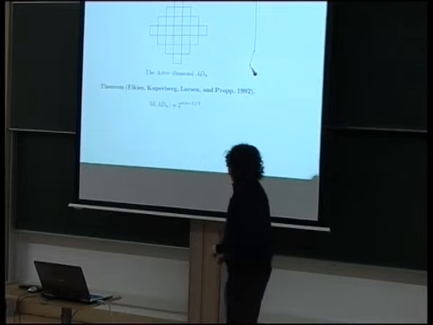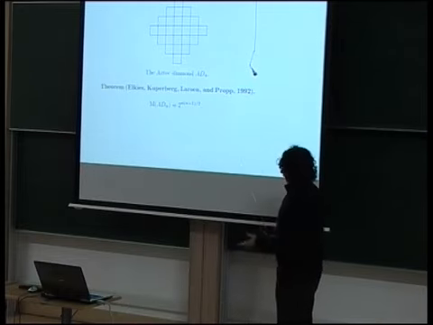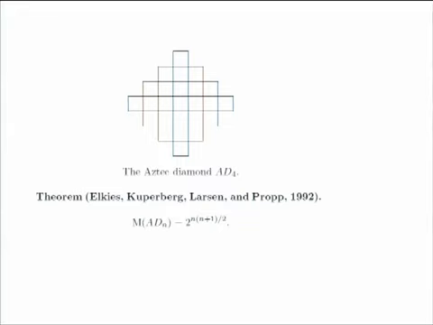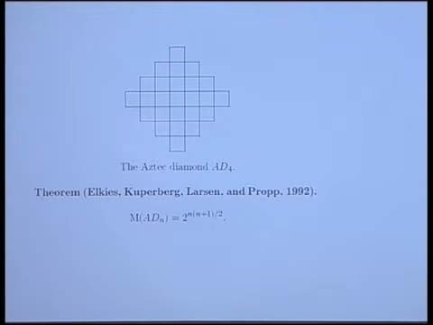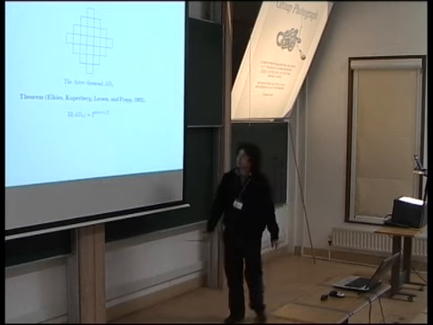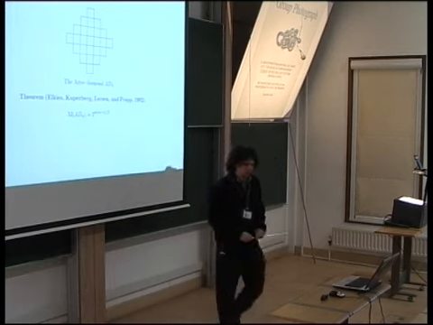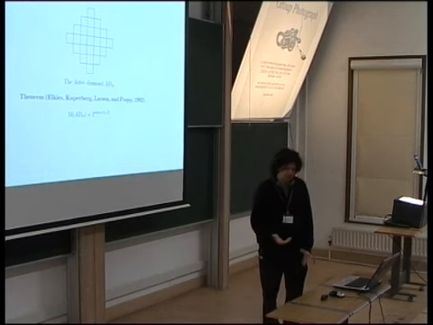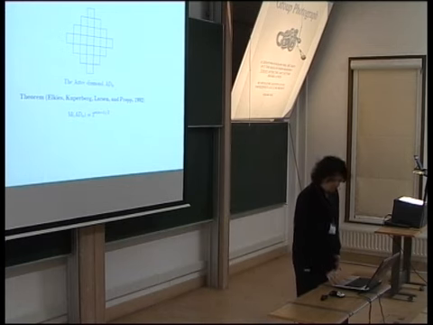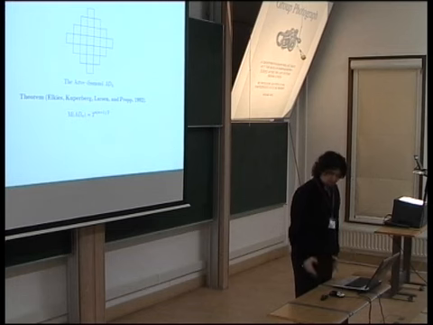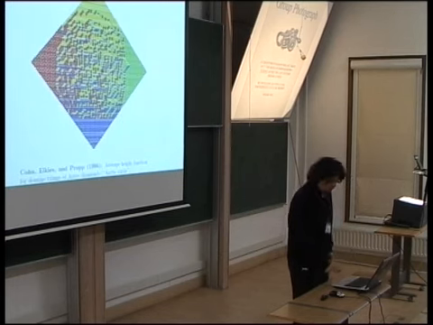Then another simple example: if you take the Aztec diamond, this simple shape on the square lattice. This is the Aztec diamond of order 4, because you have 1, 2, 3, 4 squares across. The number of perfect matchings is even much simpler than the previous 2 numbers. It's just a perfect power of 2. This was found in the early 90s by Elkies, Kuperberg, Larsen, and Propp, and somehow this gave new impetus to the subject.